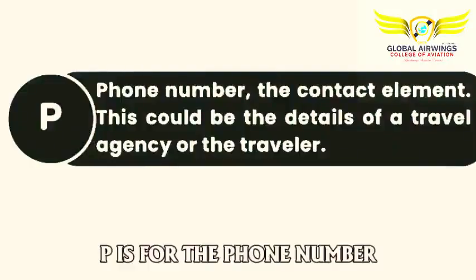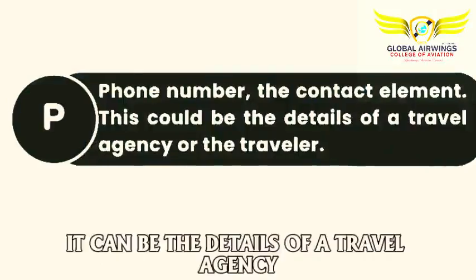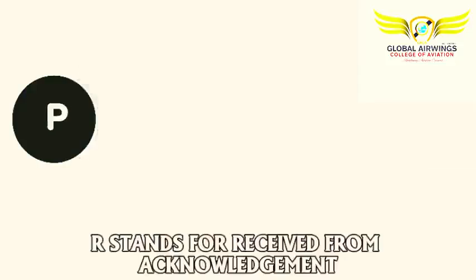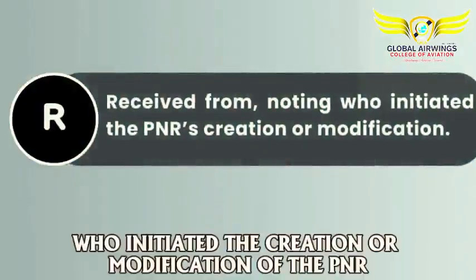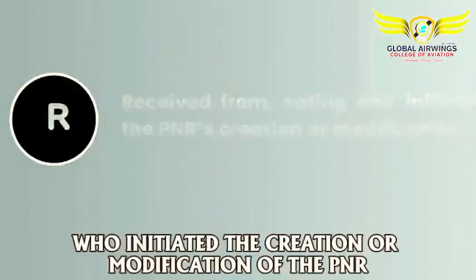P is for the phone number, the contact element. It can be the details of a travel agency or the traveler. R stands for received from acknowledgement, indicating who initiated the creation or modification of the PNR.